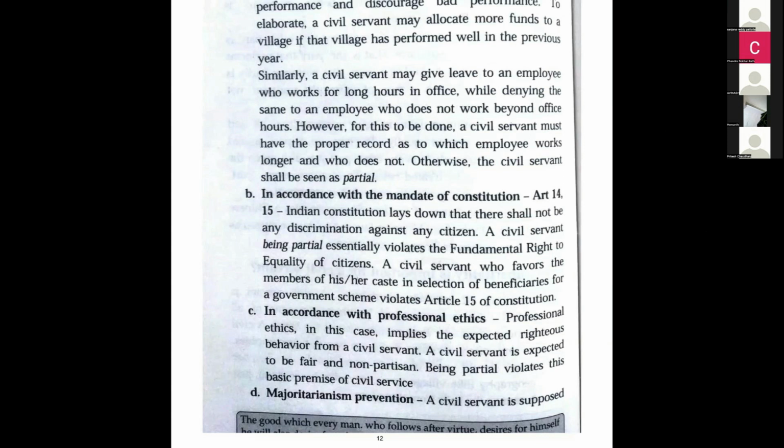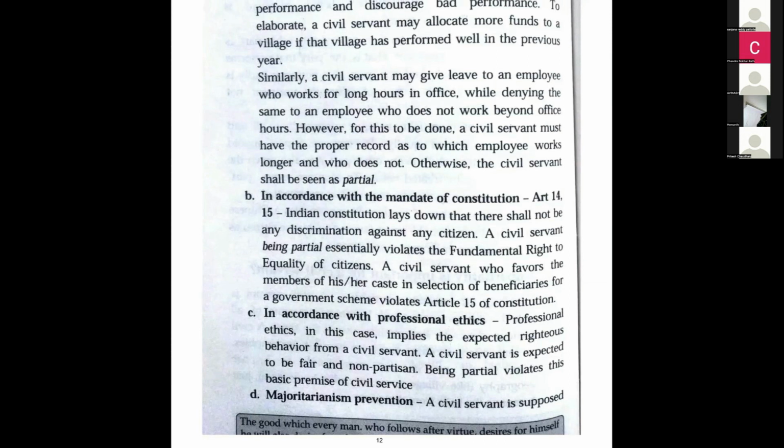A civil servant is expected to be fair and non-partisan. Being partial violates this basic premise of civil service. If we come to professional ethics, everywhere it is expected from a civil servant to have righteous behavior and fair treatment. Righteous behavior is nothing but a fair treatment. You should be fair to everyone.